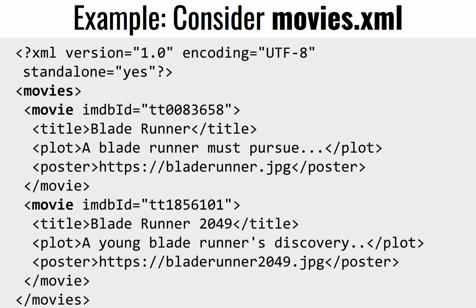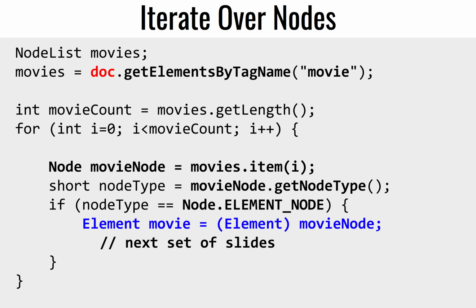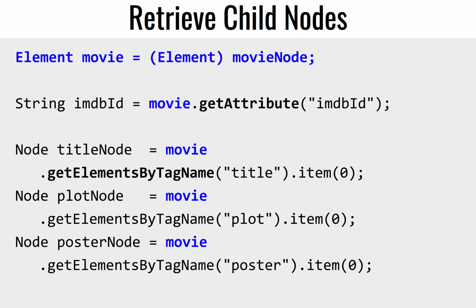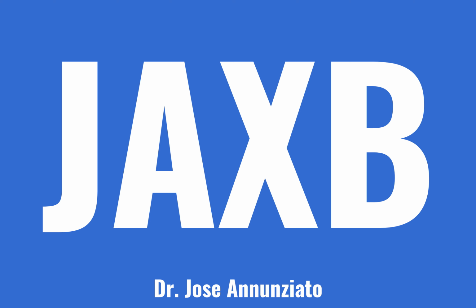The JavaX DOM support allows you to do that. Here's just another example using movies, right? Doing the same thing, just iterating over the movies and displaying the IMDb and the values.